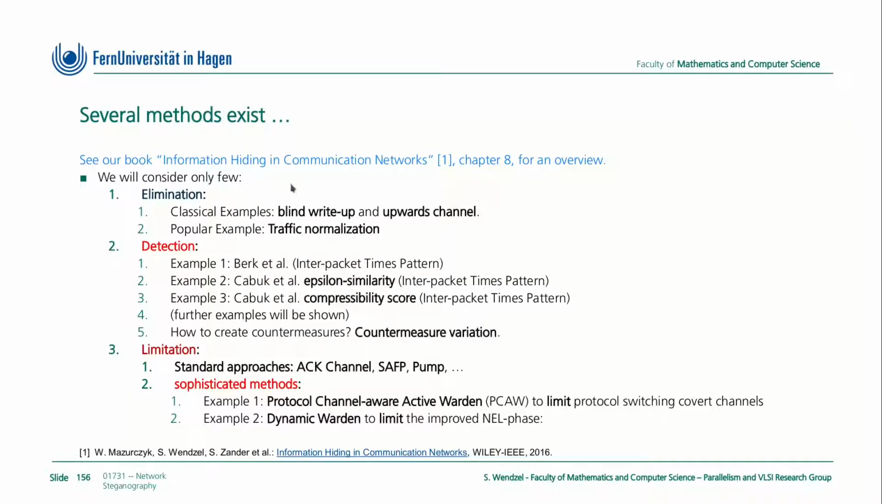So for elimination, I cover some classical examples: blind write-up and upwards channel. I already explained traffic normalization in the other video. For detection, I also explained several approaches and will detail a few more. And for limitation, I also added some standard approaches that I want to explain in this video.